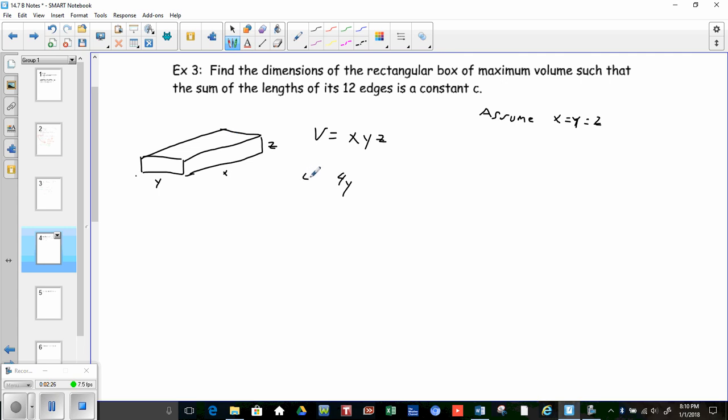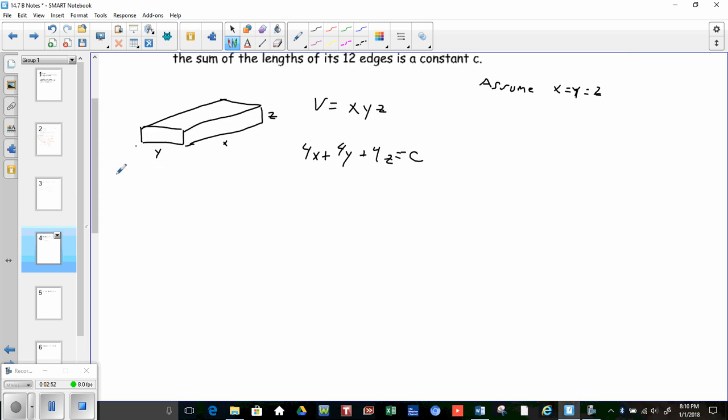So let's write this in the right order. And it looks like I'm going to have 4 z's, right? 1, 2, 3, 4 of those, length is z. And according to this, all 12 of those edges have to add up to a constant c. So that's what we're looking at here. This is our secondary equation that we're going to be able to use to reduce this one down to two variables. So let's see what we can do here.